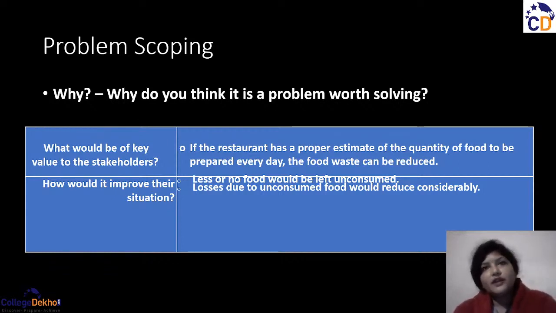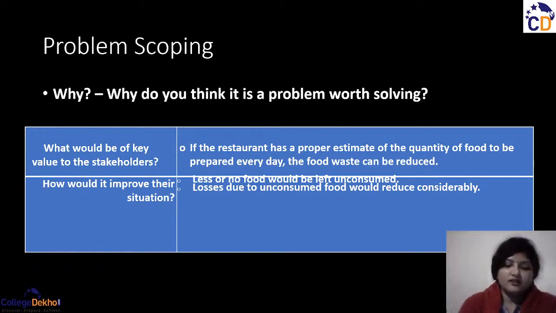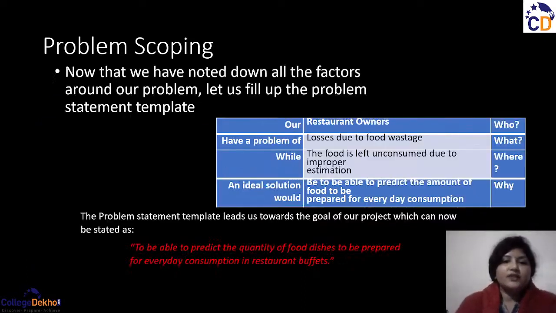So he wants to predict the quantity of food that is to be prepared for each day, right? Now, this is very important from the problem scoping point of view, where we have a 4 W's canvas which is holding all the W's and is complete in all respects, that is the shortcut of problem scoping. So this is the template we need to derive, right?